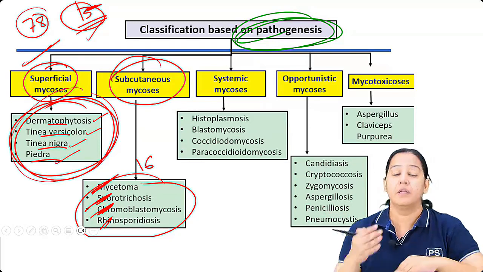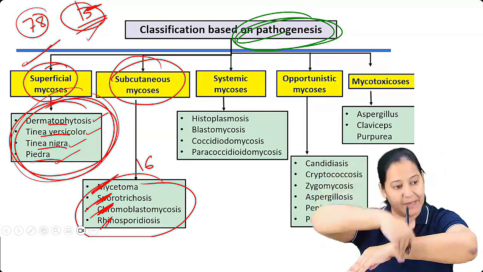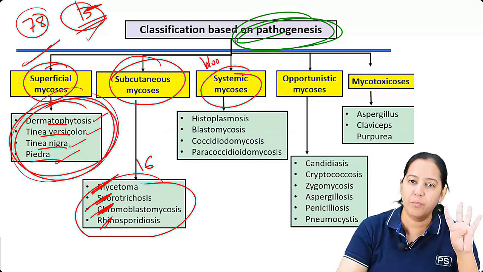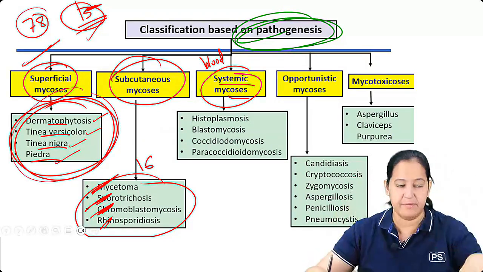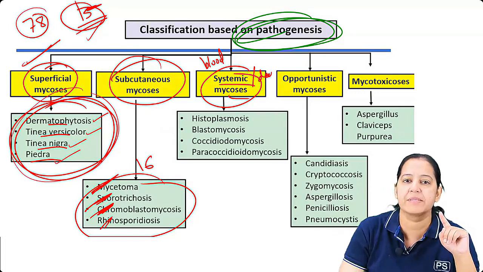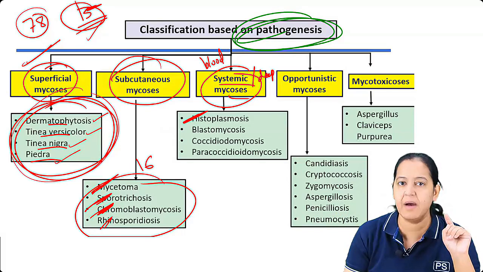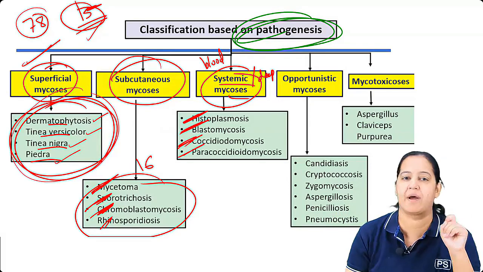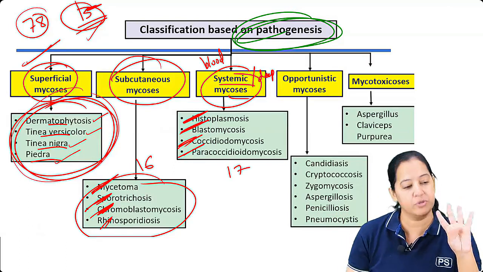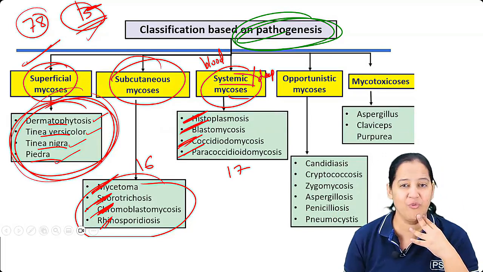Now we have seen the superficial four fungus. We have seen the subcutaneous four fungus. Now go deeper, deep in the blood. There are four fungus which go in the blood, and they cause systemic multiple organ involvement. These are known as systemic mycosis, also known as deep mycosis. Deep or systemic is one and the same. So we have four fungus here: Histoplasma, Blastomyces, Coccidioides and Paracoccidioides, on page number 17. So 4 on page 15, 4 on 16, 4 on 17.